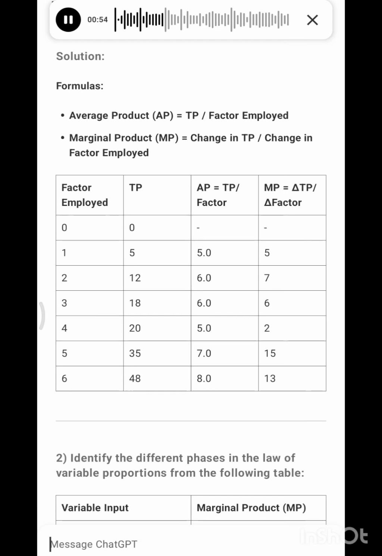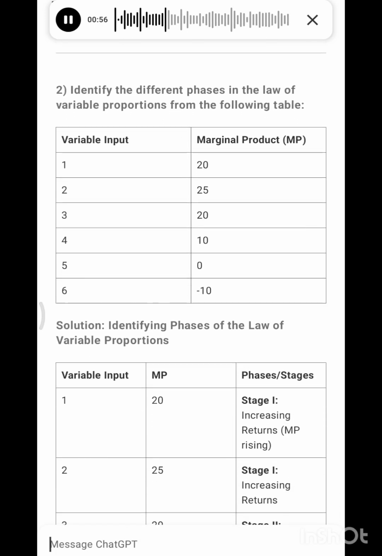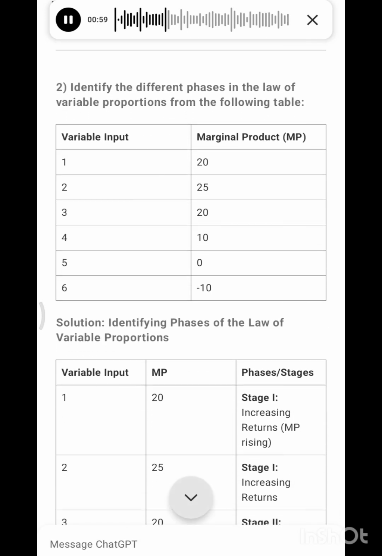2. Identify the different phases in the law of variable proportions from the following table. Variable input, marginal product: 1, 20; 2, 25; 3, 24; 4, 10; 5, 0; 6, minus 10.